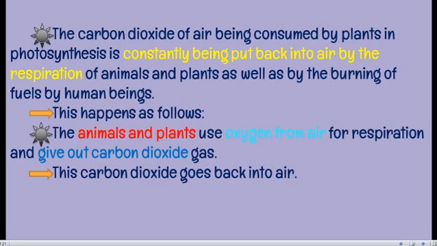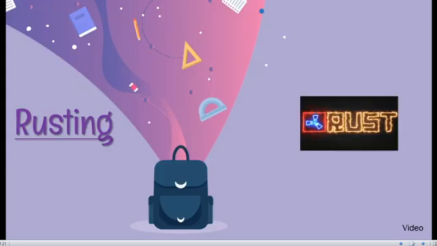Plants and animals use oxygen from the air, and human beings also use oxygen from the air for respiration. We are giving out carbon dioxide gas. This carbon dioxide gas goes back to the atmosphere, and there it is used by plants again for the photosynthesis process. So this is a cycle. We already discussed the water cycle. Like that, this is also the oxygen and carbon cycle.